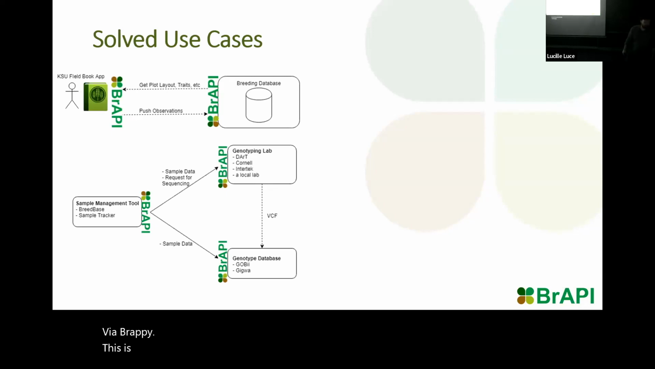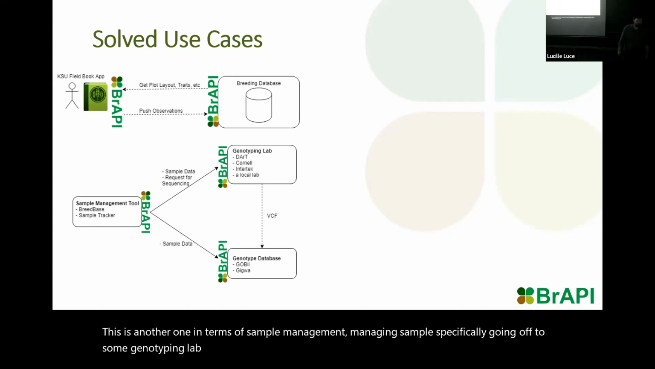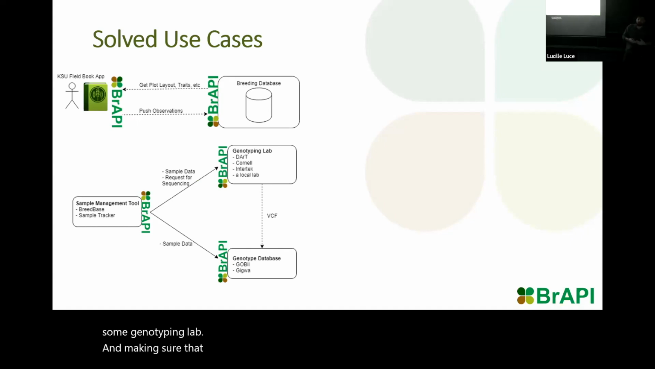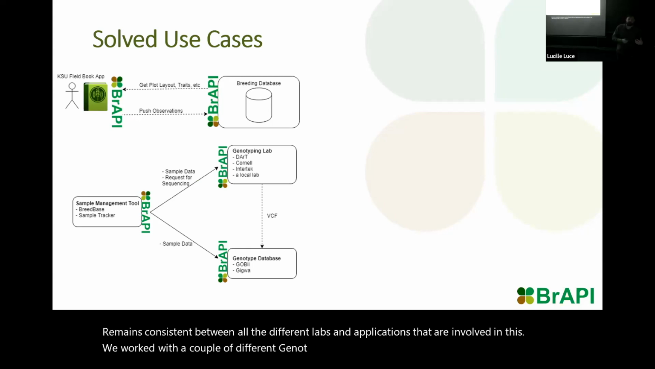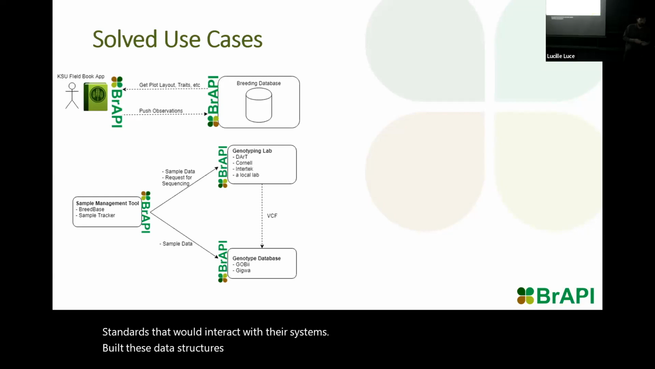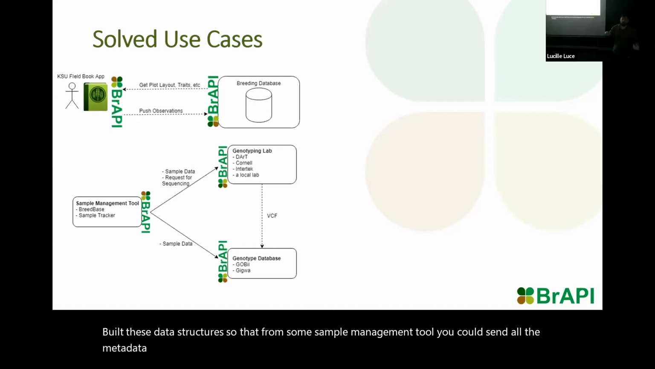This is another one in terms of sample management, managing samples specifically going off to some genotyping lab, and making sure that the sample metadata remains consistent between all the different labs and applications that are involved in this. We worked with a couple of different genotyping labs to make sure we had the right standards that would interact with their systems, built these data structures so that from some sample management tool, you could send all the metadata automatically along with your physical shipment of samples to whatever lab.